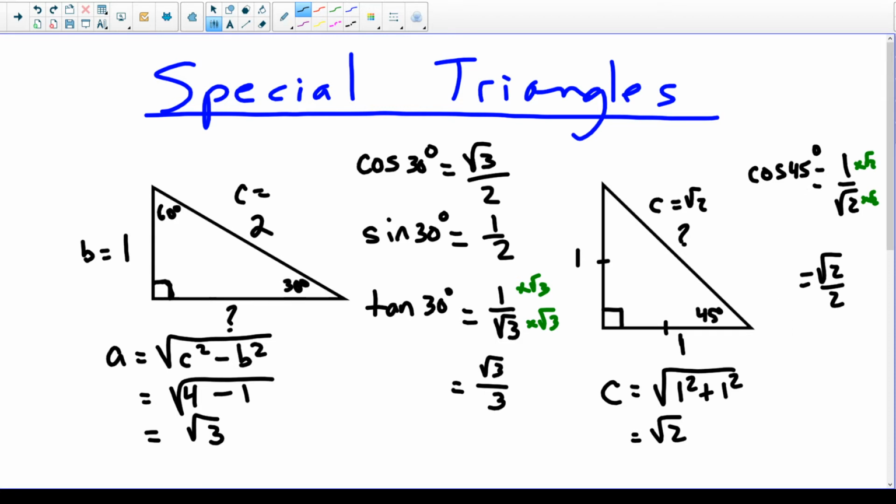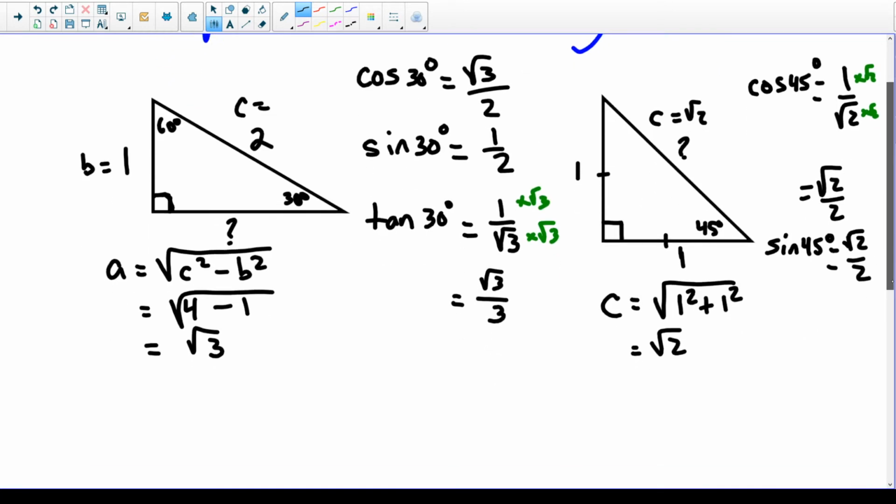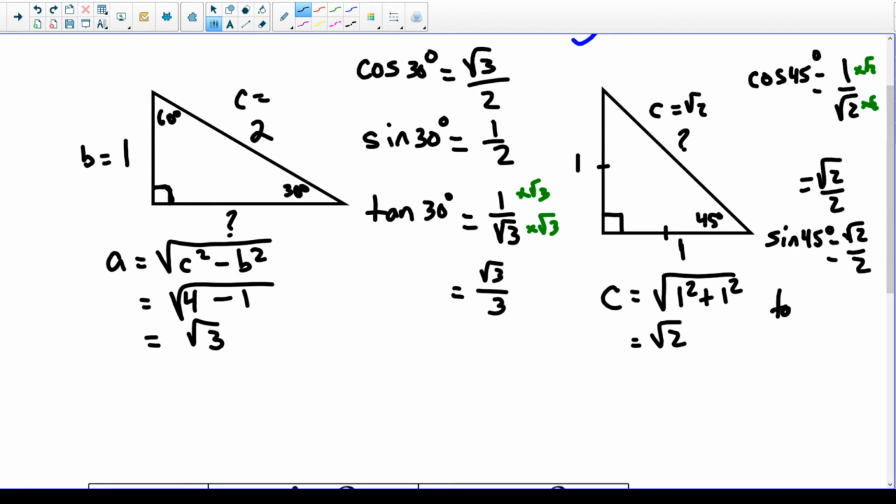If we do the same thing for sine 45, well, what's interesting about this triangle is that because it's an isosceles triangle, the opposite over the hypotenuse and the adjacent over the hypotenuse give us the same thing. So we'd end up with root 2 over 2 again. If we wanted to do the tangent of 45, we can do that as well. It's opposite over adjacent, which is 1 over 1. So the tangent of 45 is just 1.